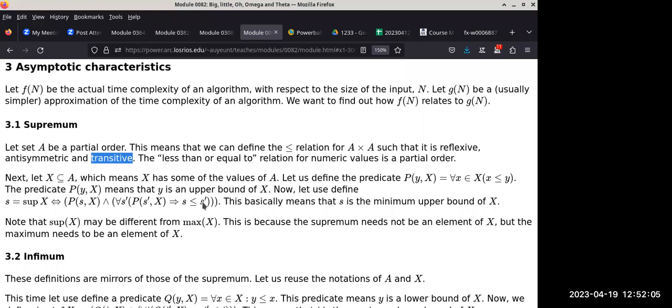So what about the second part after the conjunction? This one is a little bit more complex. It says for all S prime, so S prime itself is universally quantified. And it says P of S prime, X implies blah, blah, blah, which means that if S prime is an upper bound of X, then S should be less than or equal to S prime.